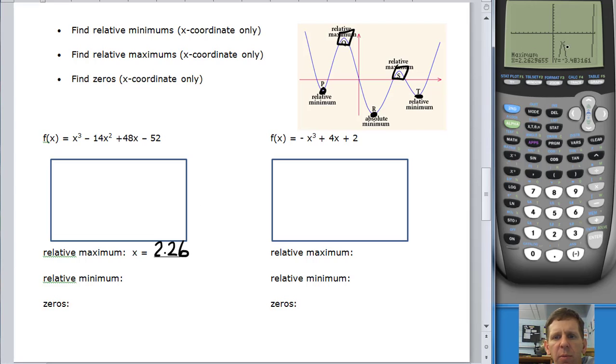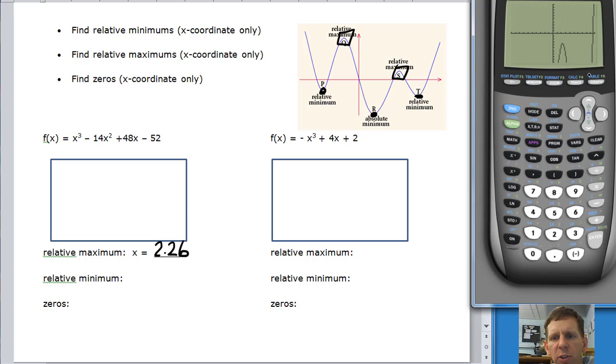Now for relative minimum, you're going to notice that this graph doesn't seem to show what's going on down here in the bottom. If you need to adjust your window at this point, that's fine. I'm going to adjust my window to -100 for the y-min so I can see a little bit further down my graph.